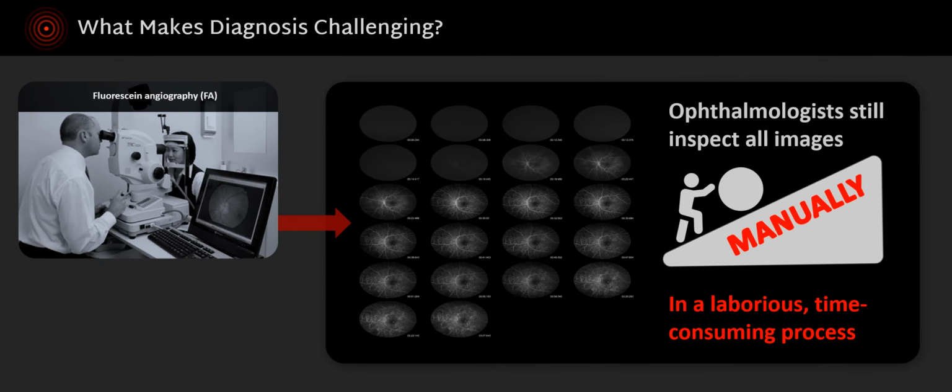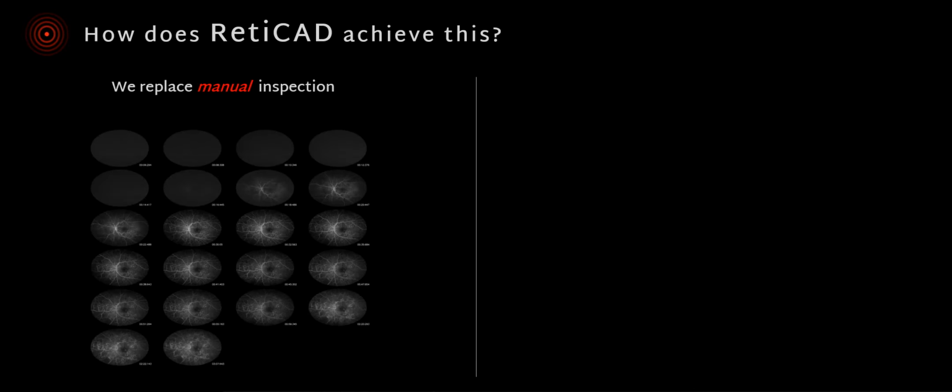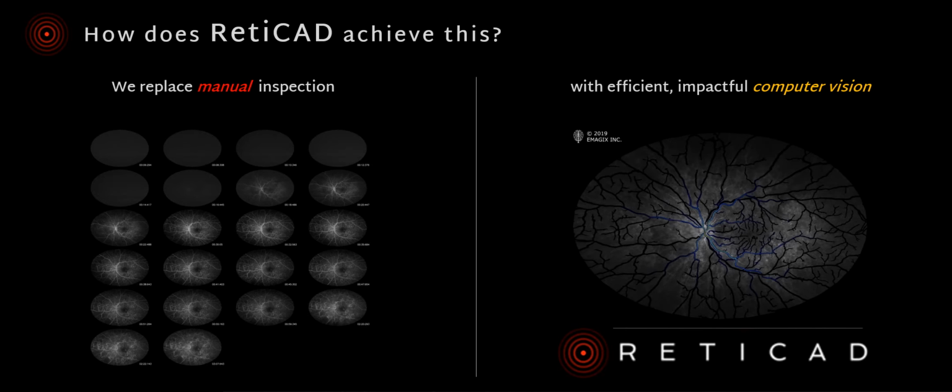Today, however, ophthalmologists and researchers still need to inspect the many images from each test manually, which makes the analysis laborious and time-consuming. The Imagix team has a solution for this problem called Reticad. Reticad is a software that automates the analysis of these images using artificial intelligence, allowing reliable detection of blood vessel abnormalities in a quantitative and efficient manner. With Reticad, ophthalmologists no longer need to manually inspect the large number of images in each test. Instead, all areas with diseased blood vessels are identified clearly and automatically.